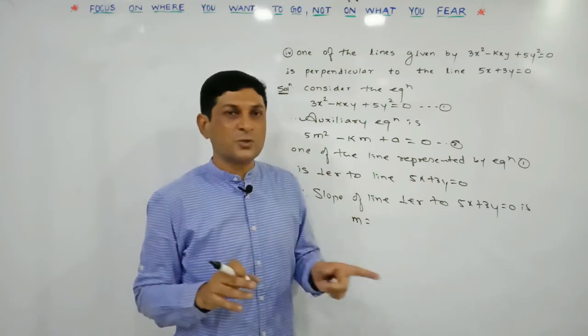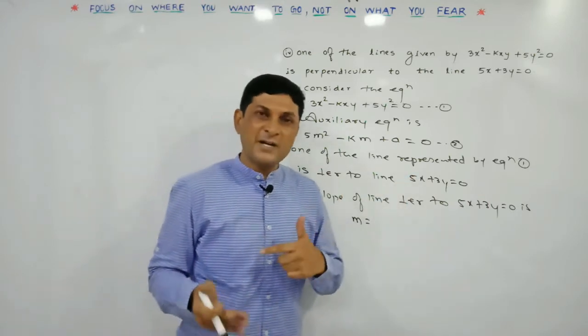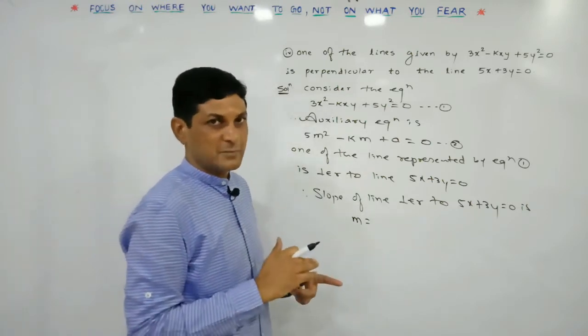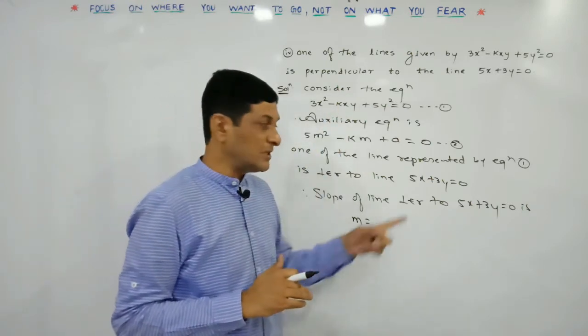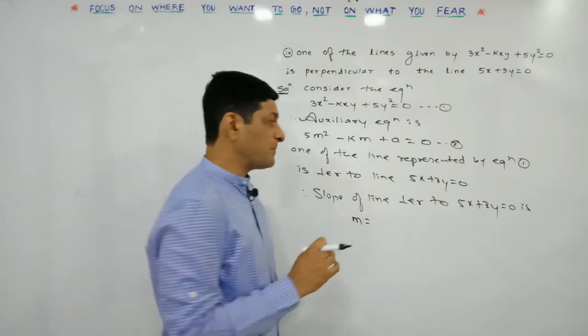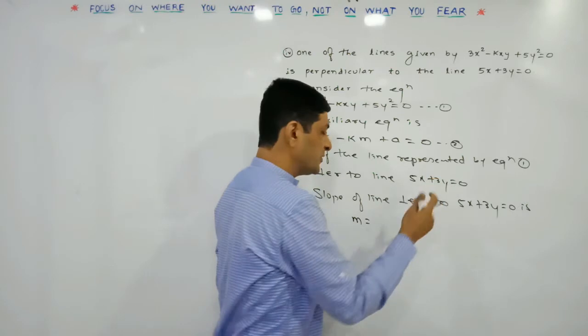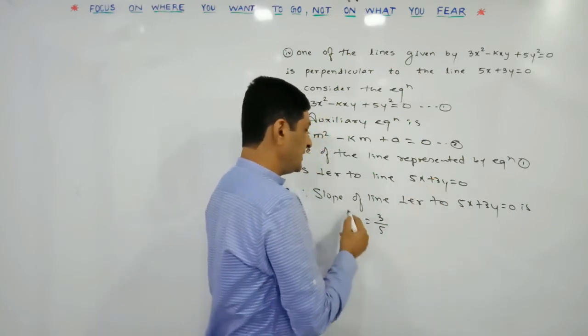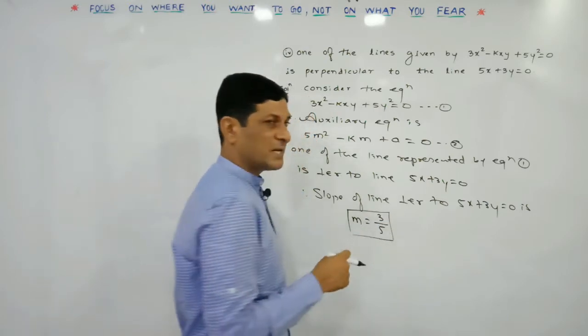Our interest is not to find out the slope of this line, our interest is to find out the slope of the perpendicular line, because our required line, meaning the line represented by this equation, is perpendicular to this line. And what is the method to find out the slope of a perpendicular line? B by A. B means what? Coefficient of y, and A means what? Coefficient of x. In this way we have got the slope of our required line.